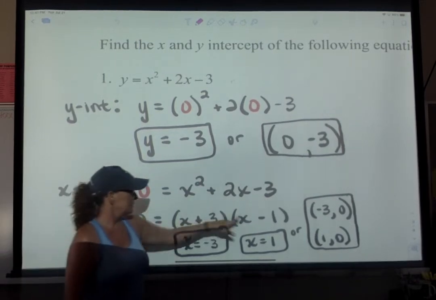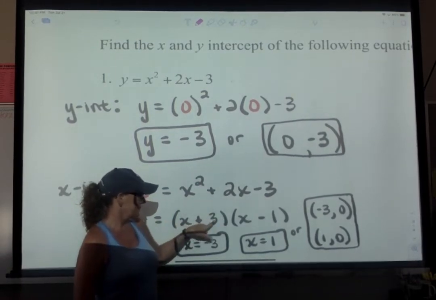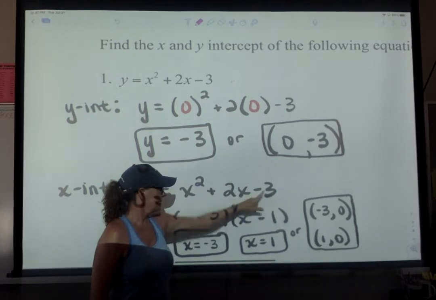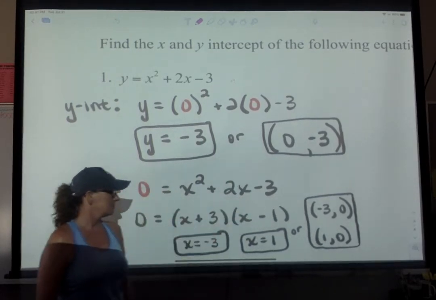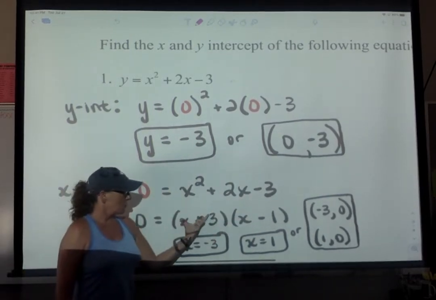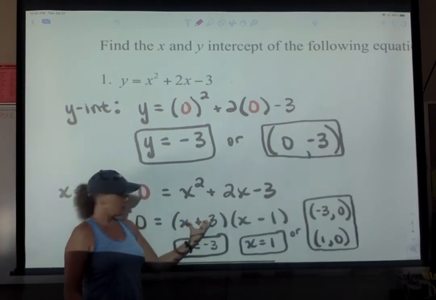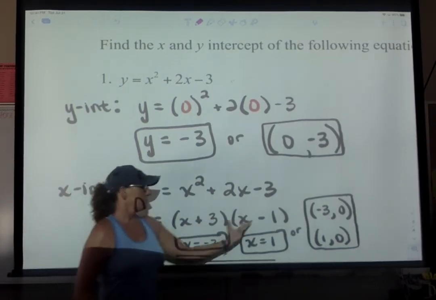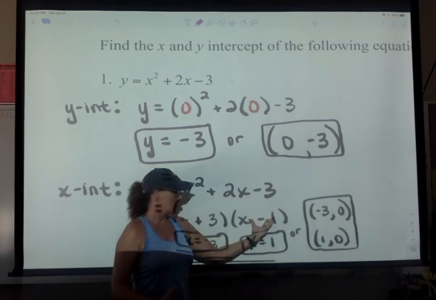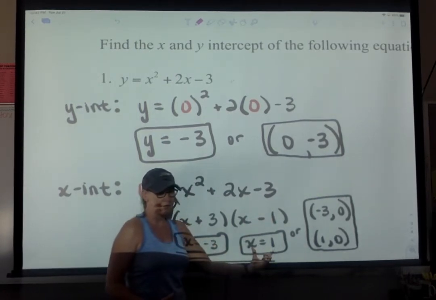So I factored it into two binomials. These multiply to make -3. These add to make +2. And then for this binomial to equal 0, x would have to be -3. For this binomial to equal 0, x would have to be +1.